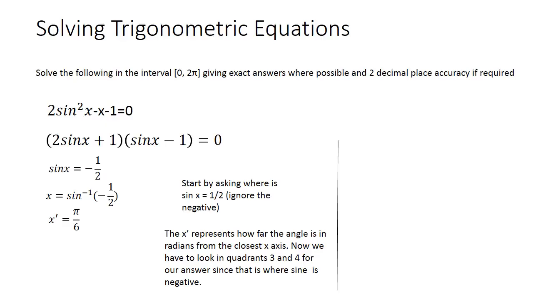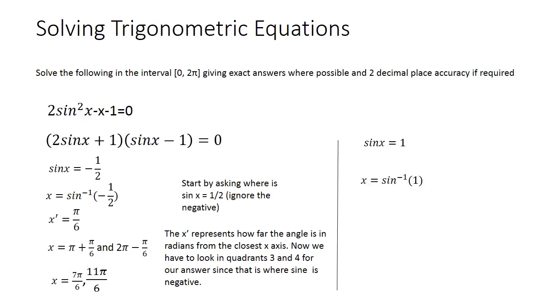So if I want, for instance, to get pi over 6 into the third quadrant, that's going to be pi plus pi over 6. And if I want to get pi over 6 into my fourth quadrant, I'm going to take 2 pi minus pi over 6. So here are the two results that I'm looking for, right? That means that the two answers that I'm going to get are 7 pi over 6 and 11 pi over 6.